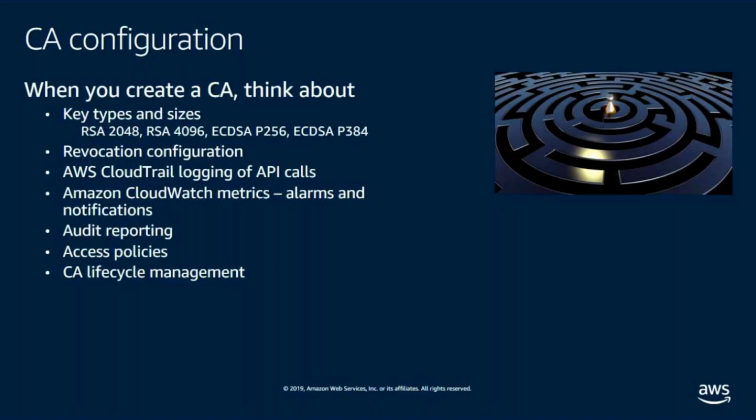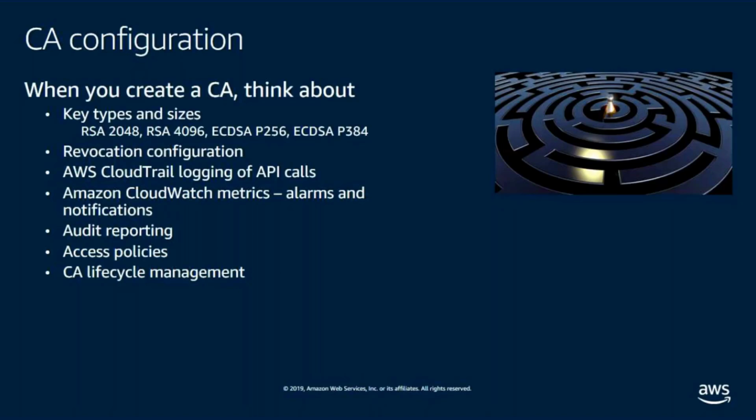Next is audit reporting, thinking about who is going to perform audits, how often are they auditing, and what are they looking for? What is the review process? ACM Private CA allows you to generate an audit report that includes all of the certificates issued by the CA, but you want to think about how you're going to use that and how you're going to monitor. And typically you probably are going to look very carefully at certificates issued by the root CA and only do sampling for certificates issued from subordinates.